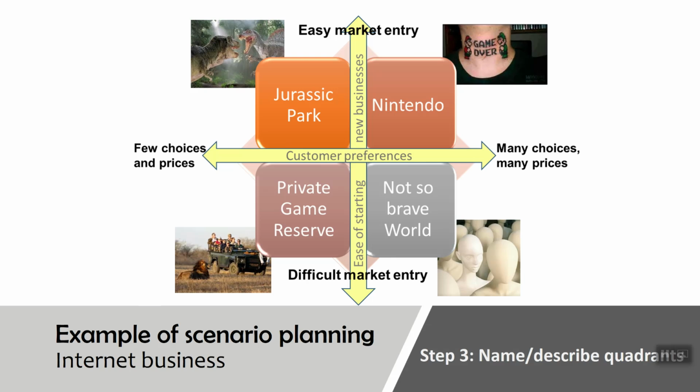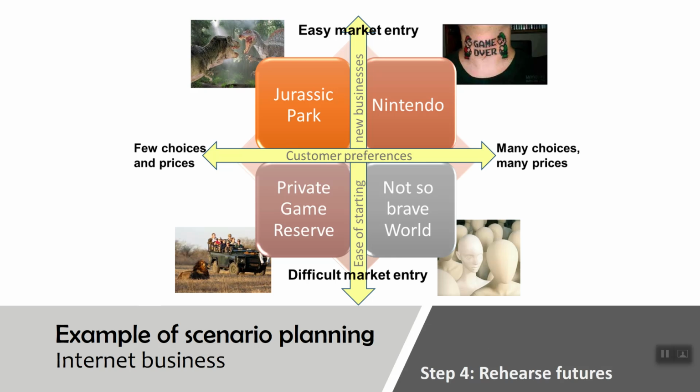Visuals can help too. For example, the quadrant in which there is easy market entry, but the customers are looking for basic partners and so are happy with few choices and prices, there are likely to be a few giants, established competitors dominating the market. The people who designed this example called this Jurassic Park, highlighting the big monsters eating the weaker businesses.